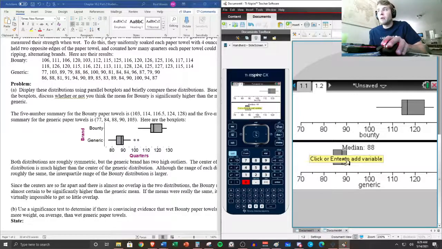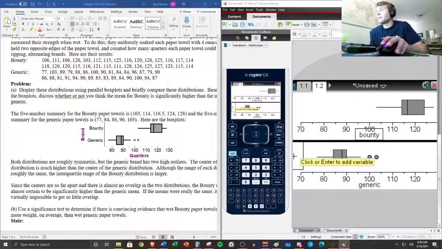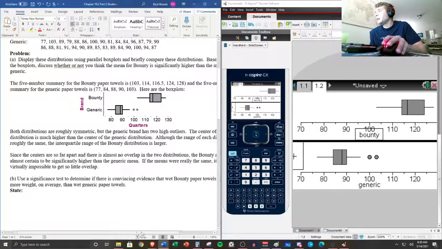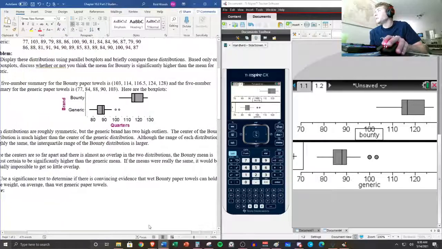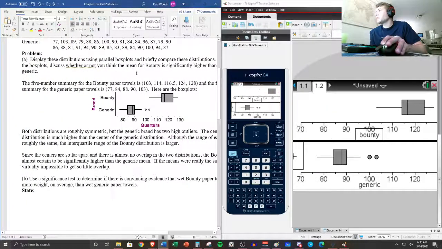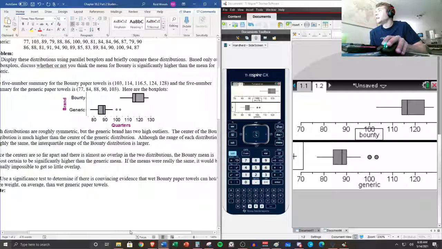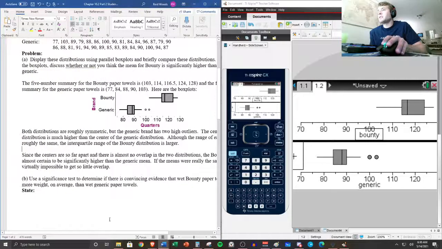Of course, as we hover over these, we can see all the statistics. And I would say just by the eye, significant. I can tell you that the p-value is going to be very low on this one, so we're probably going to reject our null hypothesis. Anyway, it says both distributions are roughly symmetric, but the generic brand has 2 high outliers. It says based only on box plots, discuss whether you think the mean for Bounty is significantly higher. Yeah, I mean it's almost certain that the mean is higher here.